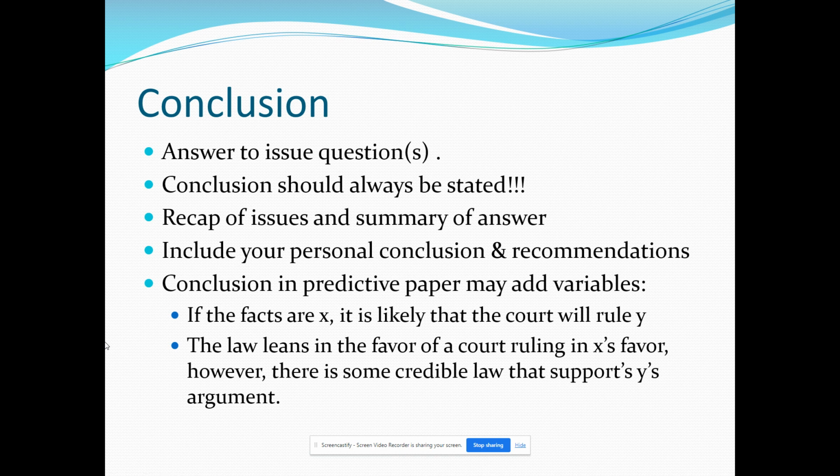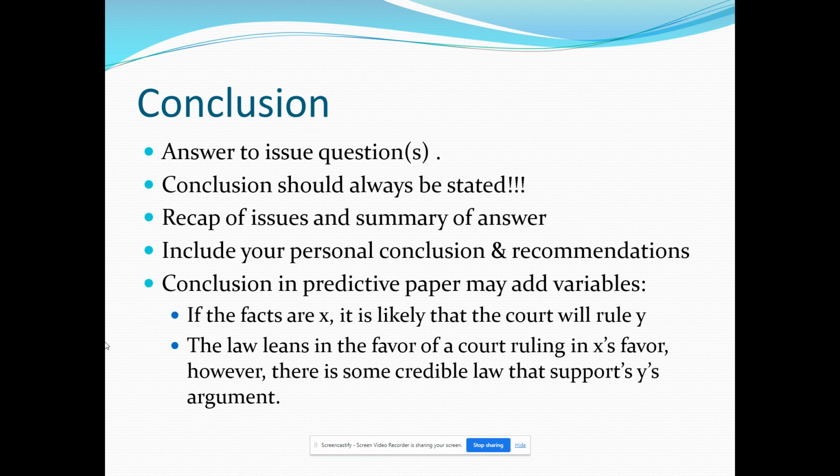Okay, so we've gone through all of those for each of our discussion sections under each of our issues. Then we go to a conclusion, which is the answer to our issue questions. Even though we have stated this in the discussion section, we're going to restate it in the conclusion again, because the reader might just jump to the conclusion section and not go through and read each of your separate sections. Okay, so a recap of your issues, summaries of your answer.